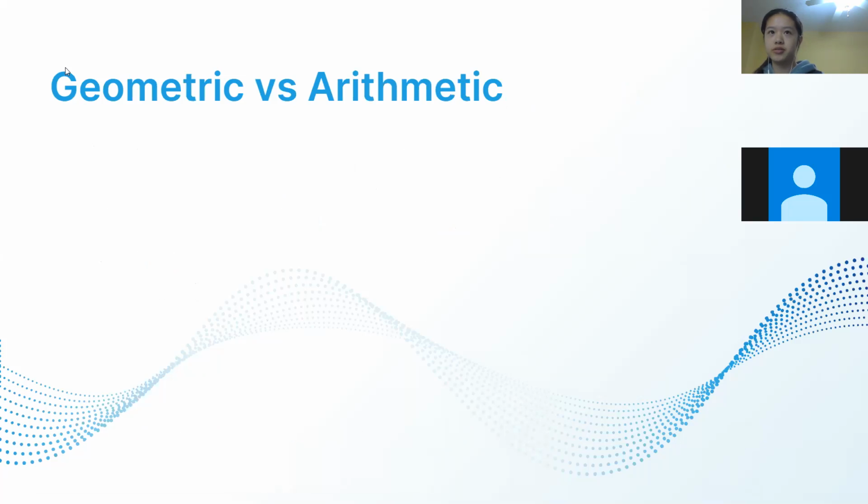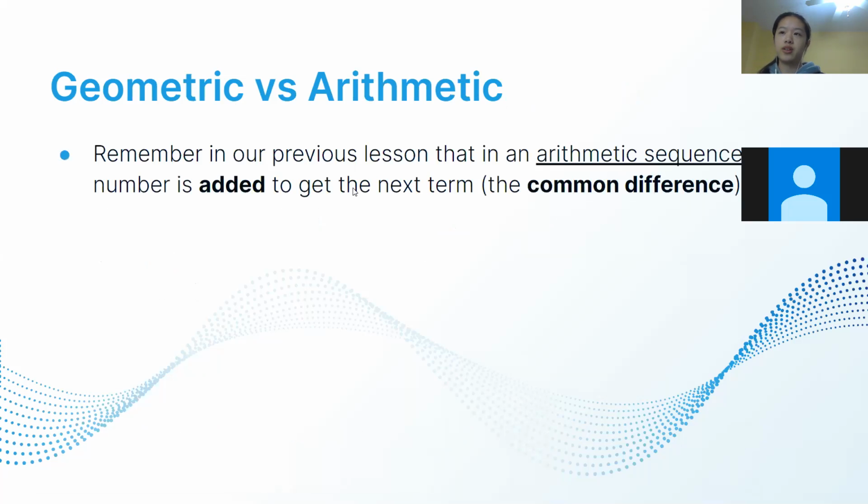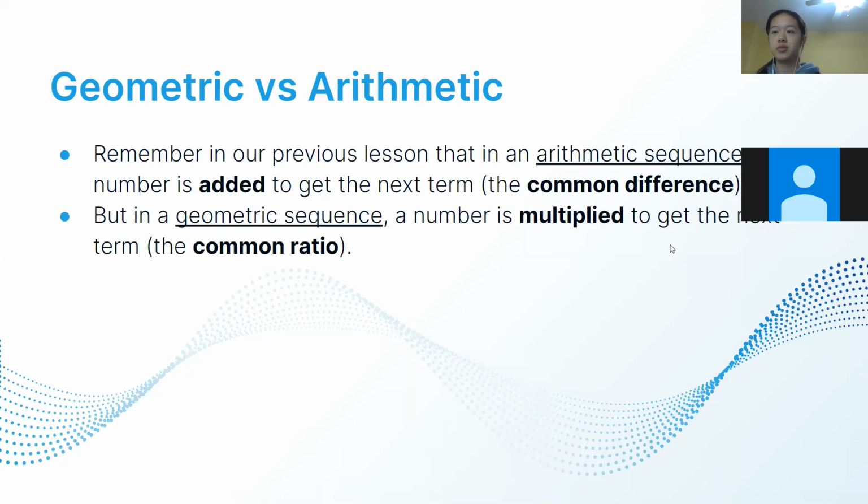We're going to do a quick review on the difference between geometric sequences and arithmetic sequences. Once again, from our previous lesson before winter break, we learned that in an arithmetic sequence, a number is added to get the next term, and this number that you add is called the common difference. Now, in a geometric sequence, a number is multiplied to get the next term, and this number is called the common ratio. I think this is pretty important, so if you're taking notes, you better write this down. I'm gonna give you a moment to do that.